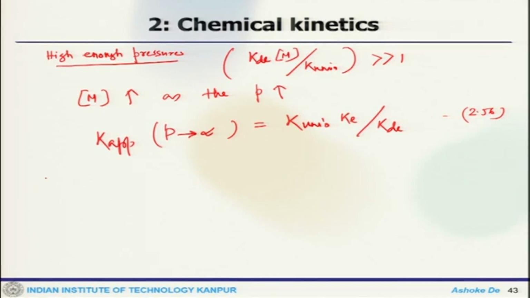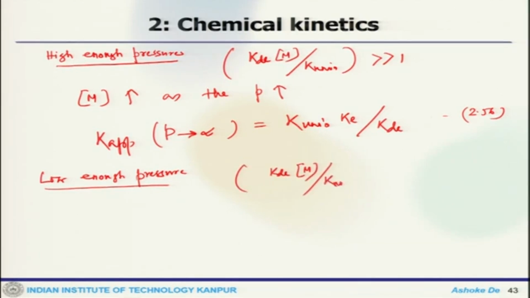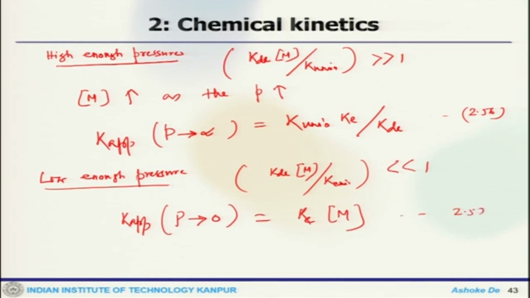Now, if your pressure is low, so for low enough pressure, there are two different conditions. So, what again we can say that K d E m by K unimolecular is very much less than 1. So, that means P tends to 0, which is Ke m. So, for two different conditions or the two different pressure dependency, that thing you can find out what would be the thing.